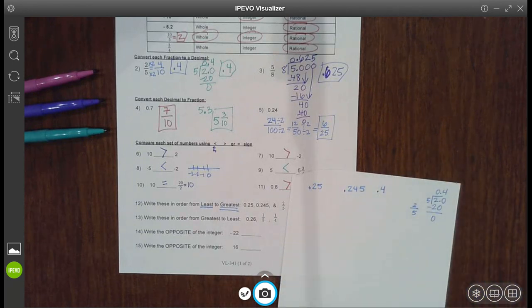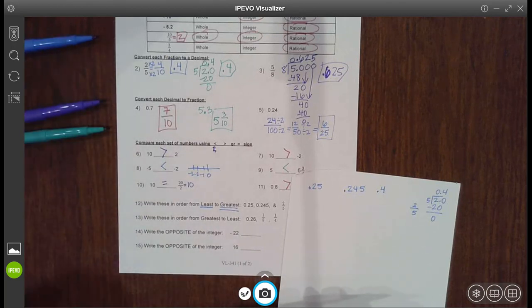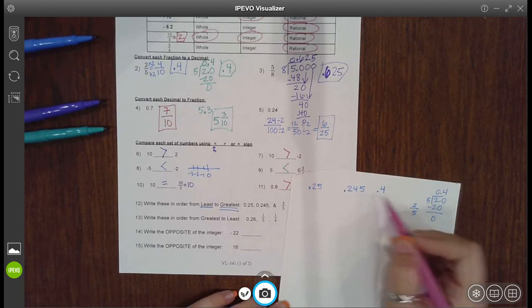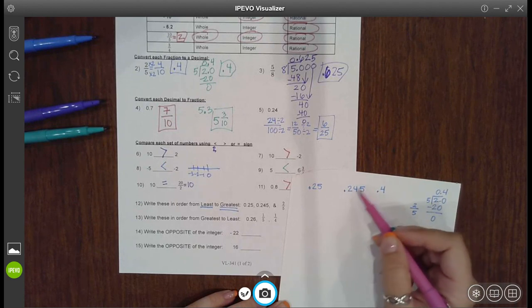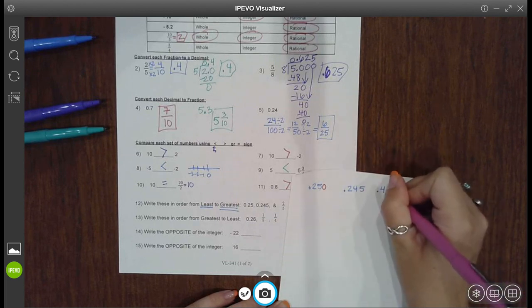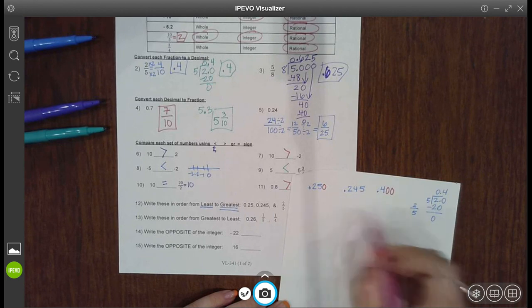Now, when you're going to compare decimals, what's really important is that they all have the same amount of numbers after the decimal, meaning this one has 2 numbers after the decimal, this has 3, and this has 1. This has 3, so I want them all to have 3 so I can more easily compare them. So add a 0 here and add 2 0 placeholders there. Now I can actually compare them.